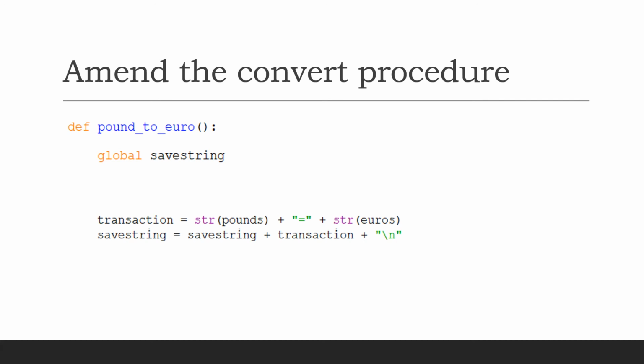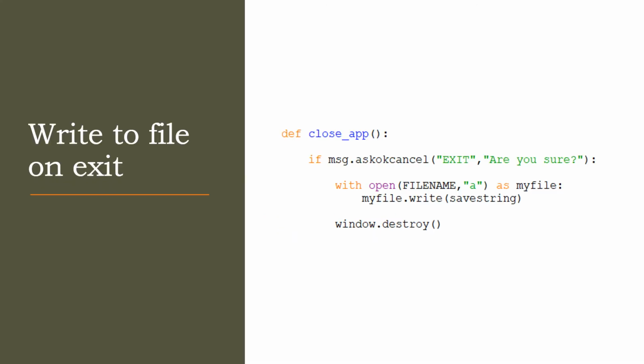Okay, there's only one more change to make. Go to the close procedure, whatever you've called it, and just before the window destroy command, add those two lines. You can simply copy those two lines if you like. Notice that file name is the constant that I created, and save string is the variable that I created, but you could use obviously any names that suit you.